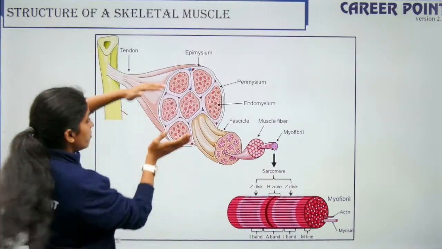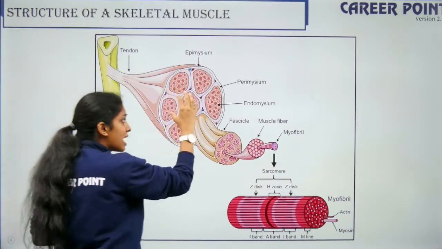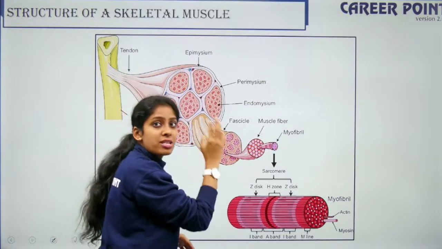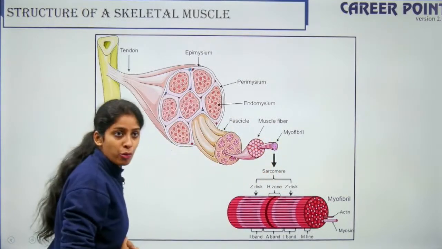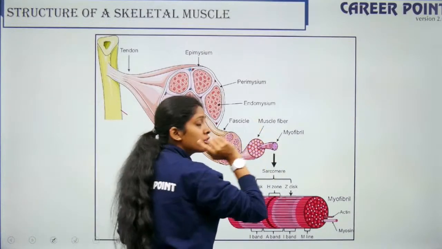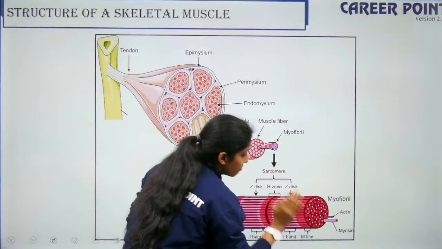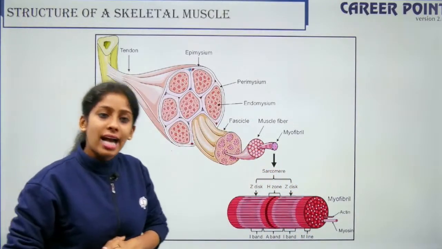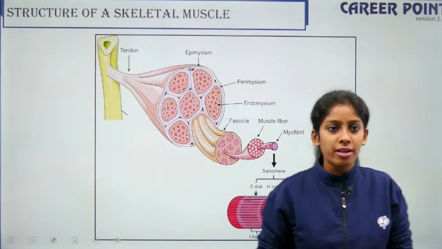Once again, the skeletal muscle is made up of muscle bundles. Inside the muscle bundle, I have muscle fibers. Inside each muscle fiber, I have myofibrils. Inside each myofibril, I have light and dark bands, and that gives me the sarcomere. Clear, guys? Is the structure of the skeletal muscle clear to everyone?